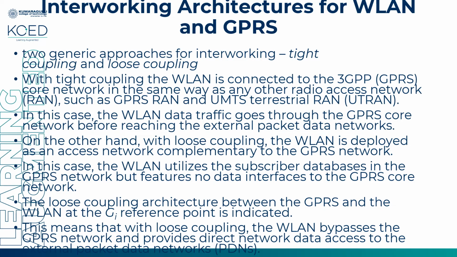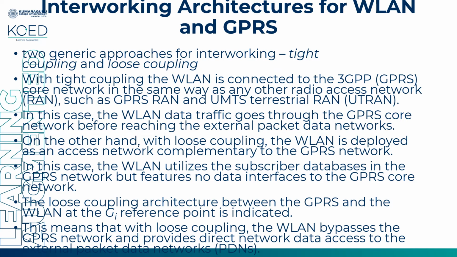Now, internetworking architectures for wireless LAN and GPRS. What is GPRS? It is the data service of our cellular network. We have seen already what tight coupling and loose coupling are. We have seen internetworking between wireless LAN and the 3G GSM network. The same thing has to happen for wireless LAN and the data service, which is GPRS. So here again it can be either loosely coupled or tightly coupled.